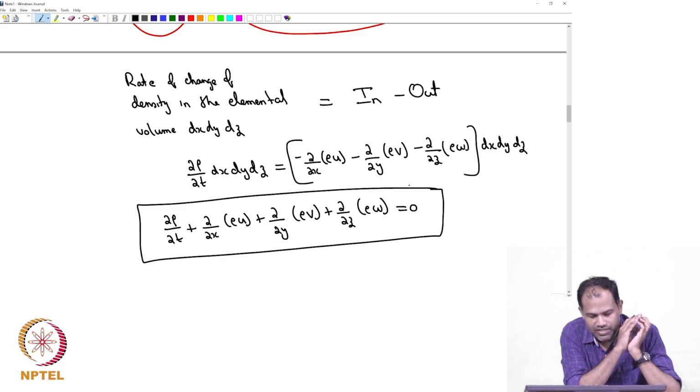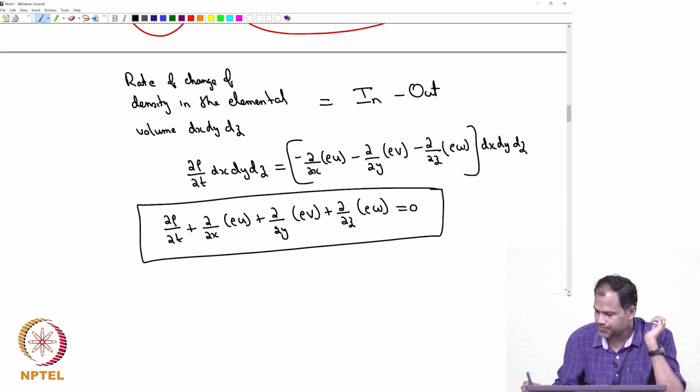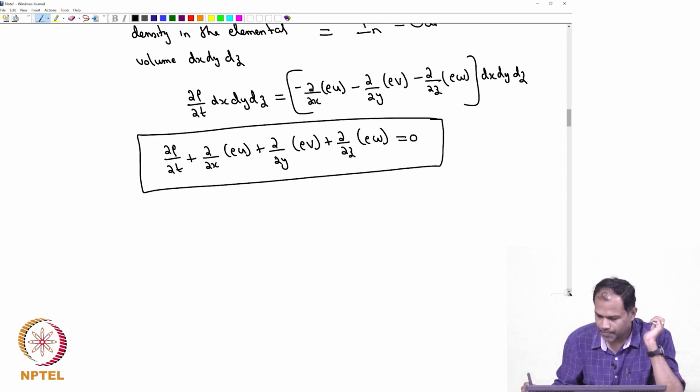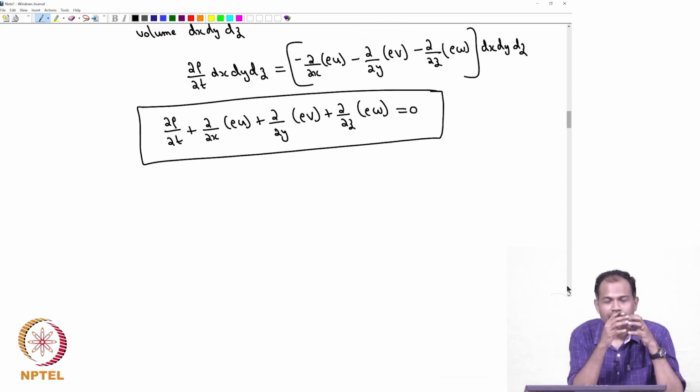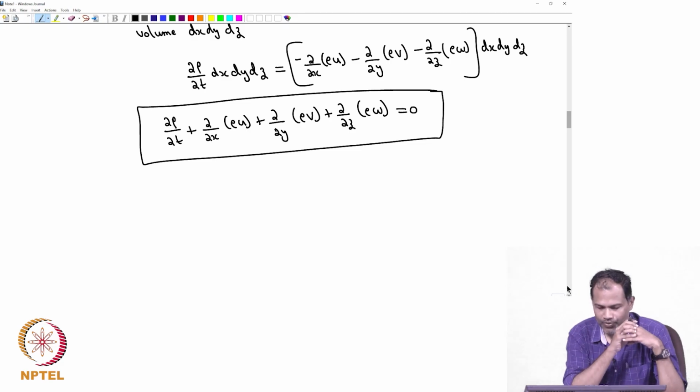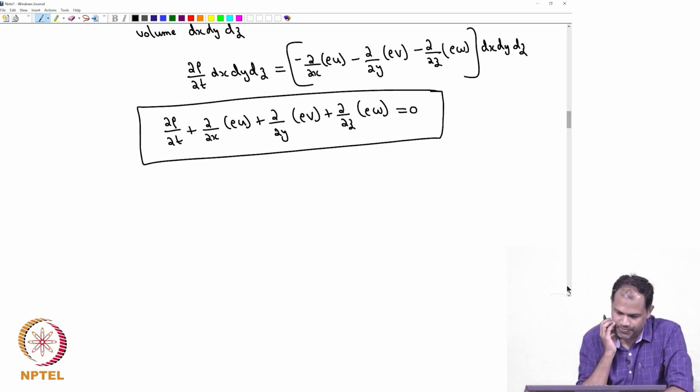Okay. So, if there is a change in density, that will be seen as a difference in the flow rate between two phases, or if there is a difference in the flow rate, that should be seen as a change in density. So, this is the equation that describes the mass conservation. We can write this equation in a much more convenient form.